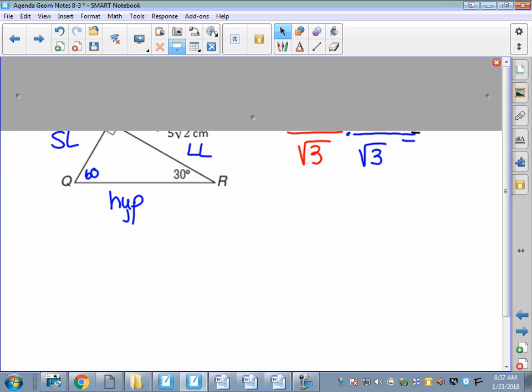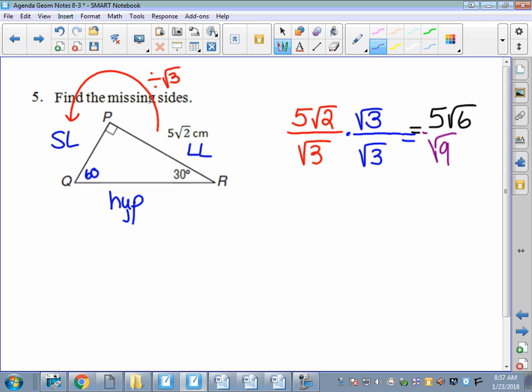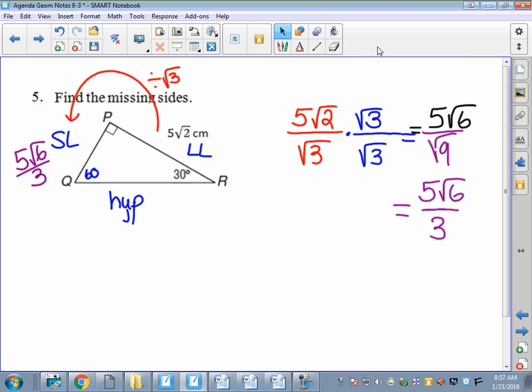Down here, this one should work out nicely. Square root of 3 times the square root of 3 is the square root of 9, which obviously is going to become a 3. So 5 square roots of 6 all over 3. So that's the short leg. It's a mess mathematically, but it's an answer. So we just have to rationalize the denominator.